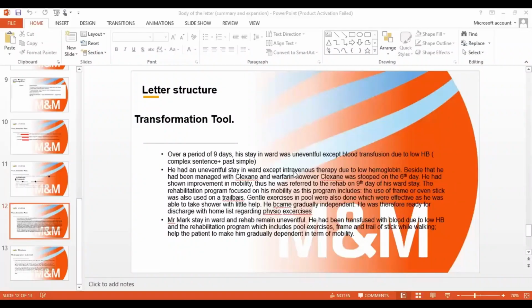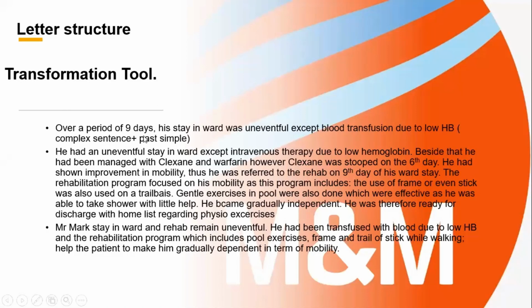Anyhow, now it's about the body of the letter. How can you summarize this body of the letter? Thus, we have given three examples. Let's say, over a period of 9 days, his stay in ward was uneventful, except for a blood transfusion due to low HB, right? We can use it. It can be simple or complex, whatever is possible. Then, he had an uneventful stay in ward except for intravenous therapy due to low HB. Besides that, he had been managed with Clexane and warfarin. However, Clexane was stopped on the 6th day.